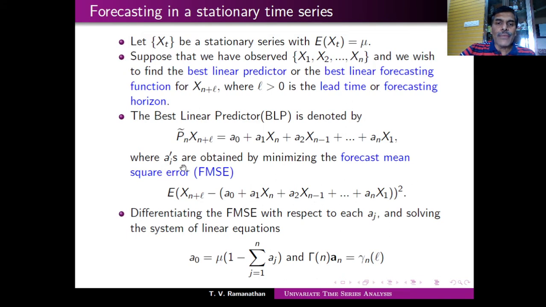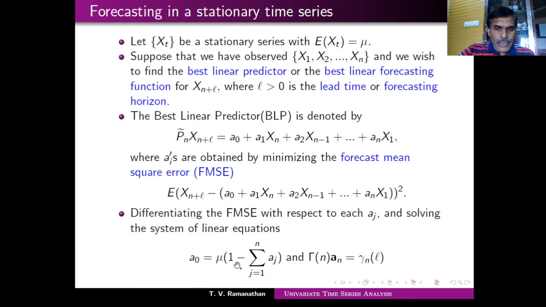So you are trying to minimize this and obtain a naught, a1, a2, etc., an in such a way that this is minimum. How will you do that? Well, that's not difficult because you can differentiate this quantity with respect to each of these coefficients. That gives you n plus 1 equations, equate them to 0, solve for a naught, a1, a2, etc., an. So you'll get the answer. So differentiating FMSE with respect to each aj and solving, we get this equation.